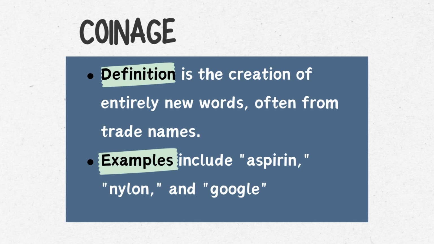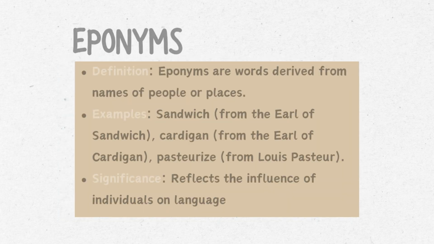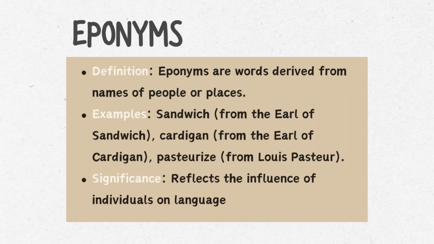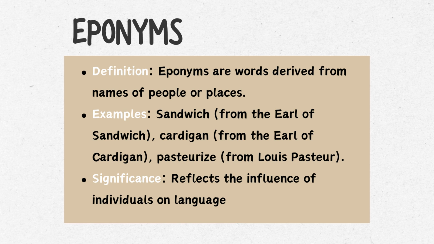Now, the next process we have is eponym. Eponyms are words derived from names of people or places. For example, sandwich from the Earl of Sandwich. It is said that sandwich was the favorite food of the Earl of Sandwich. That is why it is named as sandwich. Cardigan from the Earl of Cardigan, and pasteurized from Louis Pasteur.